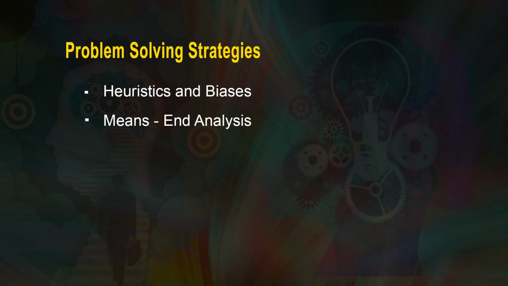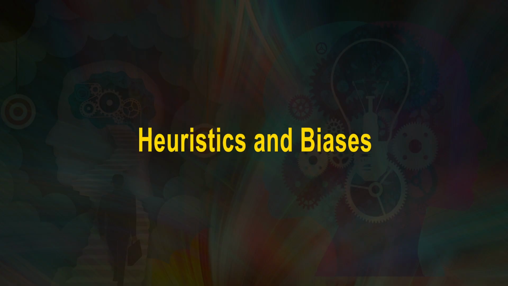Hello everyone, the topic today we will be discussing is types of problem solving strategies. Now we look into the different problem solving strategies which include heuristics and biases, means-end analysis and computer simulation. We look at heuristics and biases. In this we will be seeing first what is heuristics.